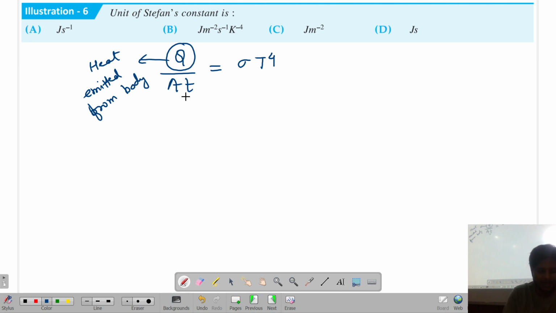Now try to see that this particular heat will be emitted in some kind of area or not. Tell me yes or no. So this heat will be emitted in an area. Now try to think, if the area is very much less, heat emits very slowly or not? If the area is big, heat emits much faster. So Q is directly proportional to area. If area increases, heat emission increases. If area decreases, heat emission decreases.